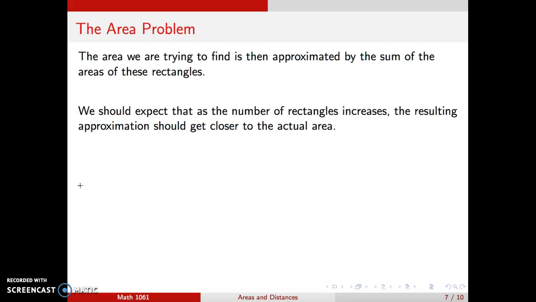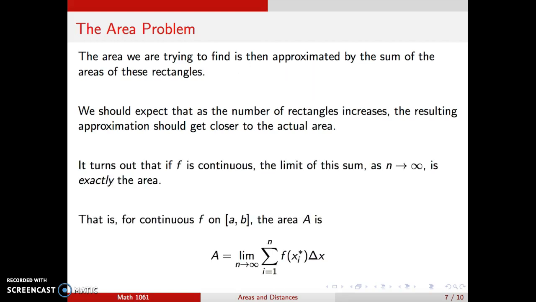So again, the area that we're trying to find is approximated by the sum of the areas of these rectangles. Each rectangle has area f of xi star times delta x. This f of xi star is the height, delta x is the width. And so in general, we should expect that as we increase the number of rectangles, we should get a better and better approximation, something that's closer and closer to the actual area. In fact, that's what happens.